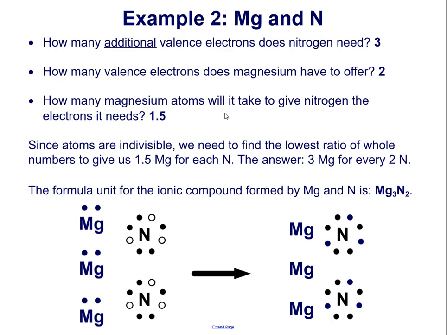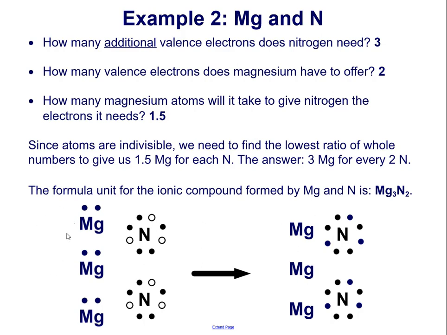How many magnesium atoms will it take to give nitrogen the electrons it needs? 1.5. But since atoms are indivisible, we need to find the lowest ratio of whole numbers to give us 1.5 magnesium atoms for every nitrogen. The answer, 3 magnesium atoms for every 2 nitrogen atoms. The formula unit for the ionic compound formed by magnesium and nitrogen is Mg3N2.